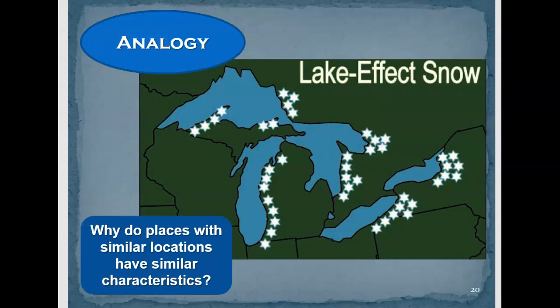Here we can see the effect of snow. Why do places with similar locations have similar characteristics? So here you can see on the 5 lakes that there's lots of snow on each of the lakes.